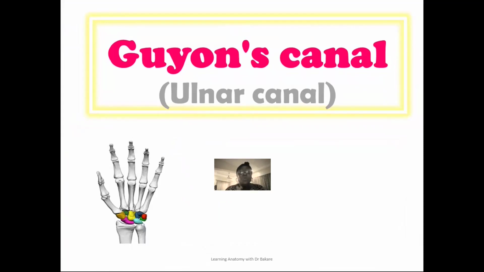In this lecture, we'll be looking at the Guyon's canal that can also be referred to as the ulnar canal. And it can be referred to as the ulnar canal because it allows for the passage of the ulnar vessels and also the ulnar nerve.